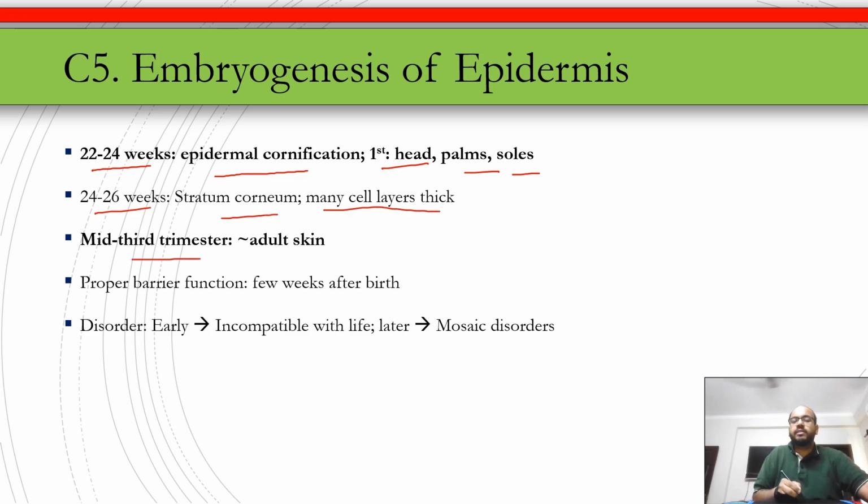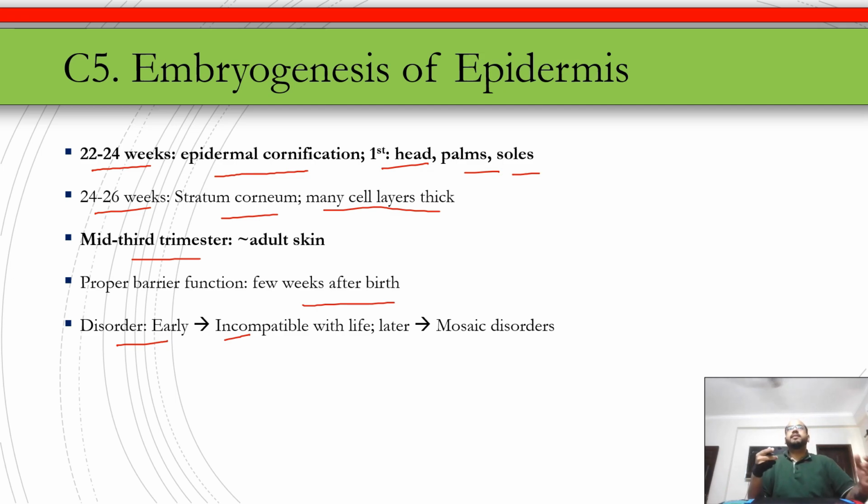At mid-third trimester, the epidermis is the same as adult skin, but proper barrier function will continue to develop for a few weeks after birth. If there is a disorder earlier, before the layers have started forming, it is incompatible with life. But if it occurs later, it can give rise to mosaic disorders.